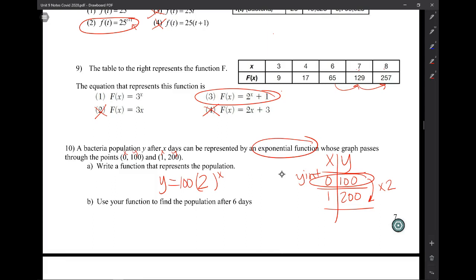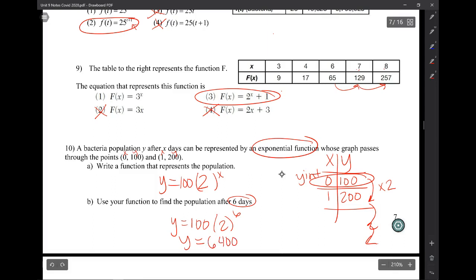Using this equation that you came up with, find how many bacteria you would have after 6 days. So I could either keep extending this chart out, but I think once I have an equation, the easier way would just literally plug and chug. Plug in that 6, type that in your calculator, and I believe you get 6,400 bacteria.